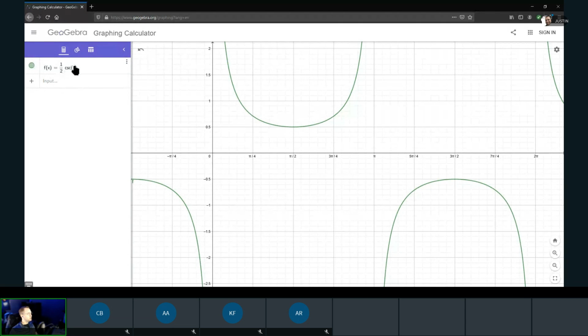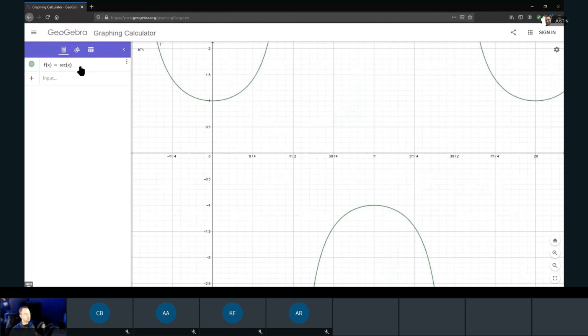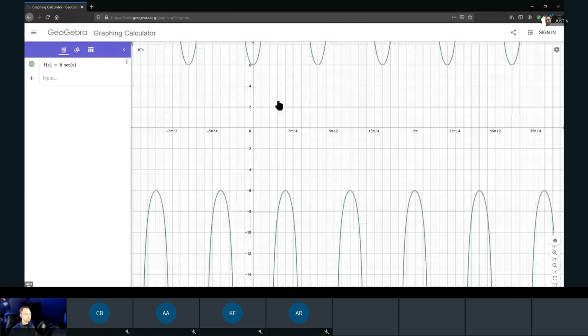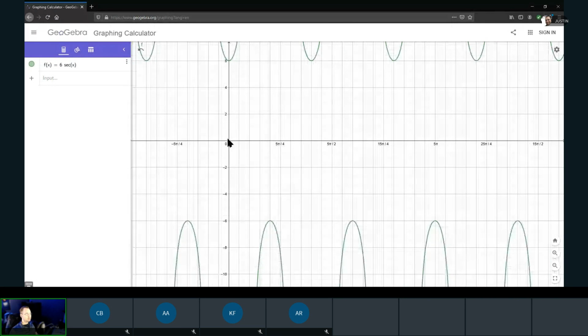All right. Number 4 was, I think, secant. So let's see what that one looks like. Secant of x. And Antonio, what was that value? It was 6. 6. Thank you. Zoom out a little bit. We can see that amplitude changed from 1 to a 6.